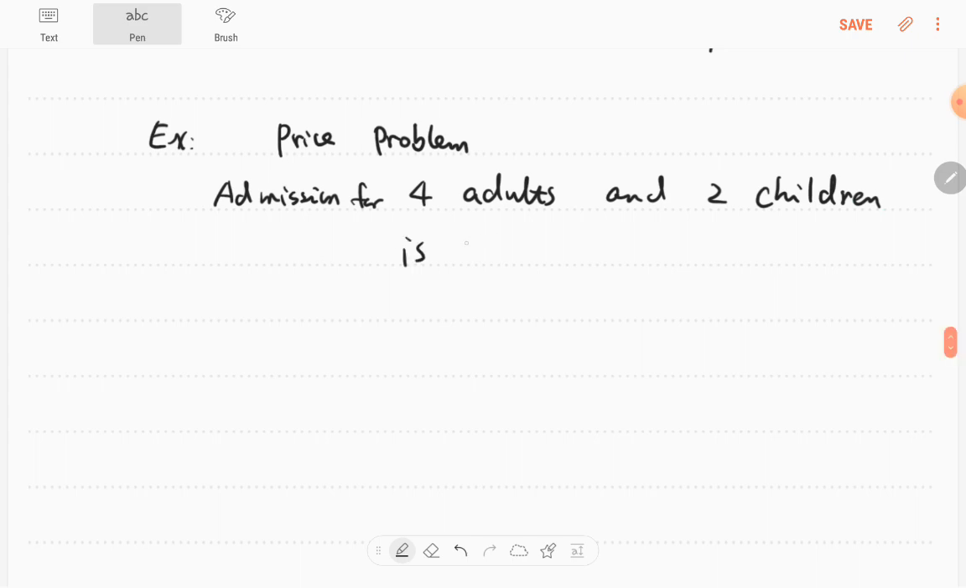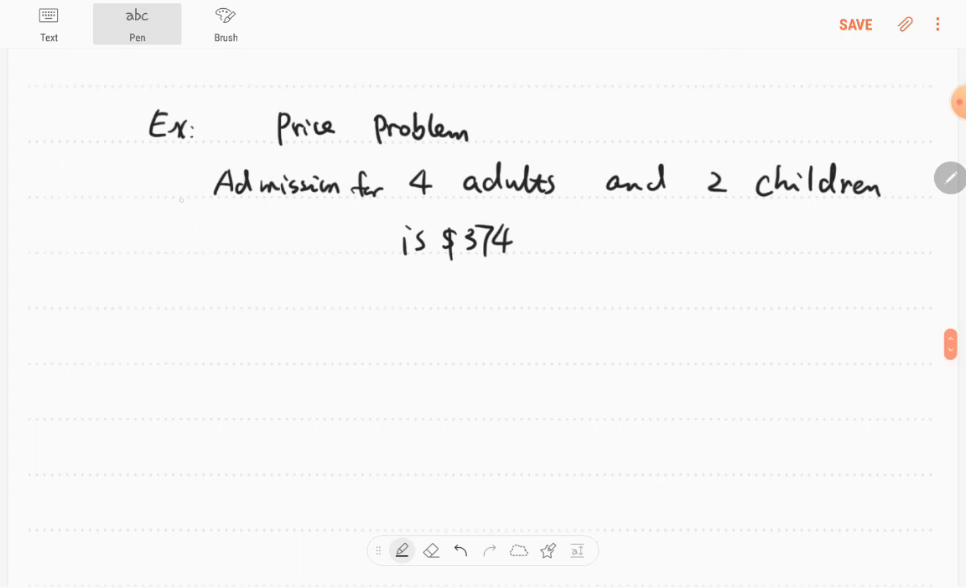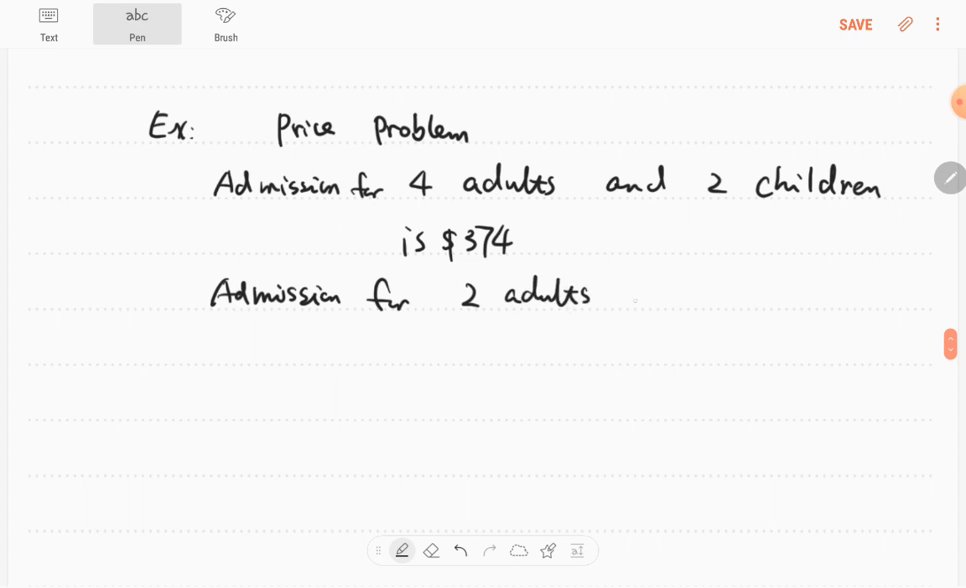Is $374. Okay, this is our first condition, and we know the second one. We know the admission for 2 adults and 3 children is $285.